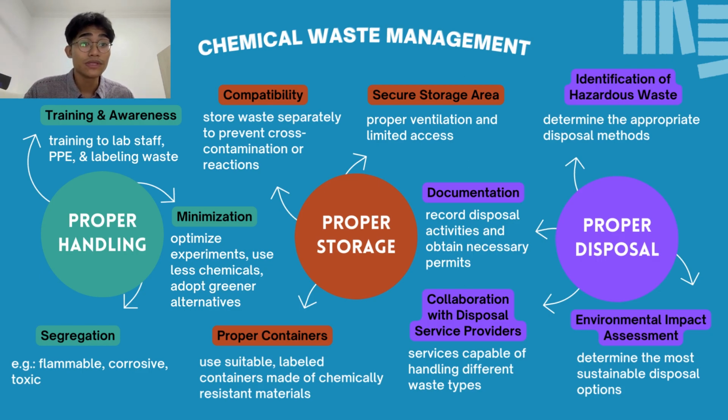Lastly is to dispose of this chemical waste properly. One way to achieve this is by identifying the hazardous waste and determining the right disposal methods. A guideline should be provided to the staff and should be followed to classify these wastes and assign them to the proper waste category.